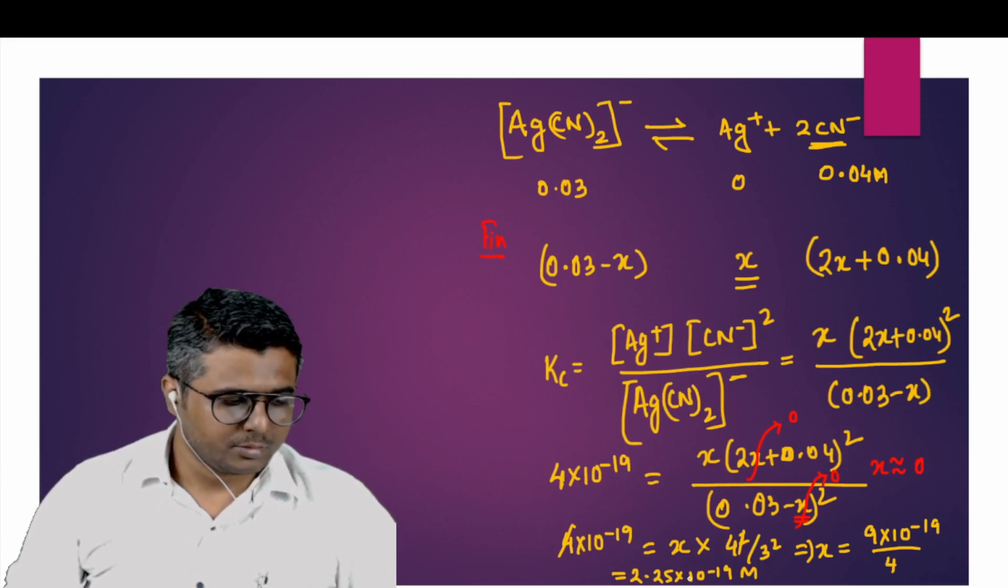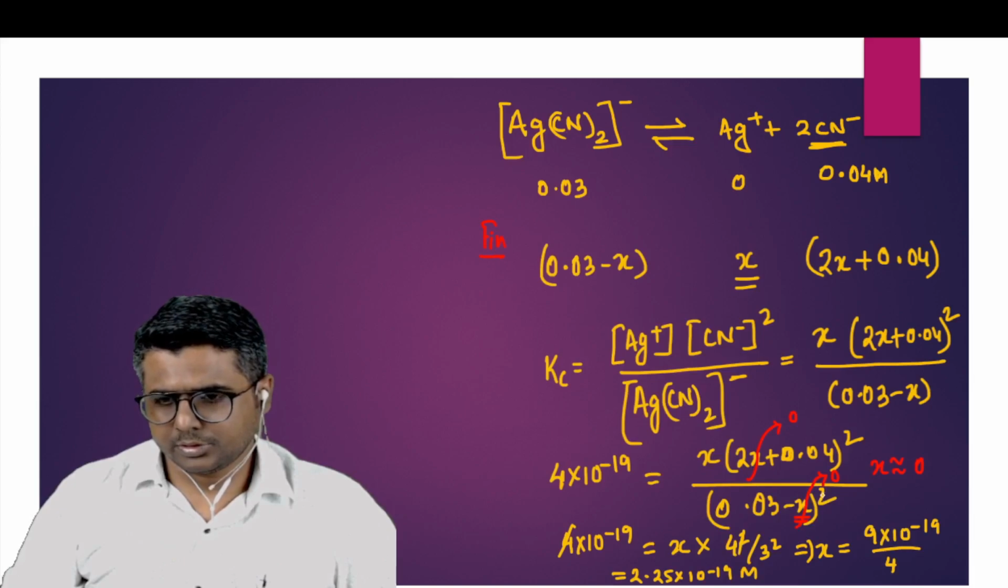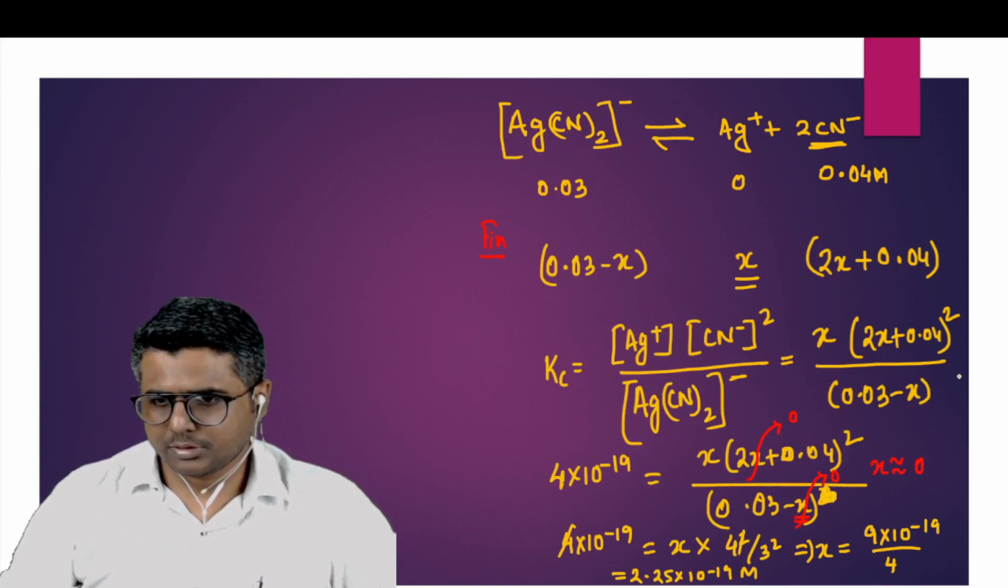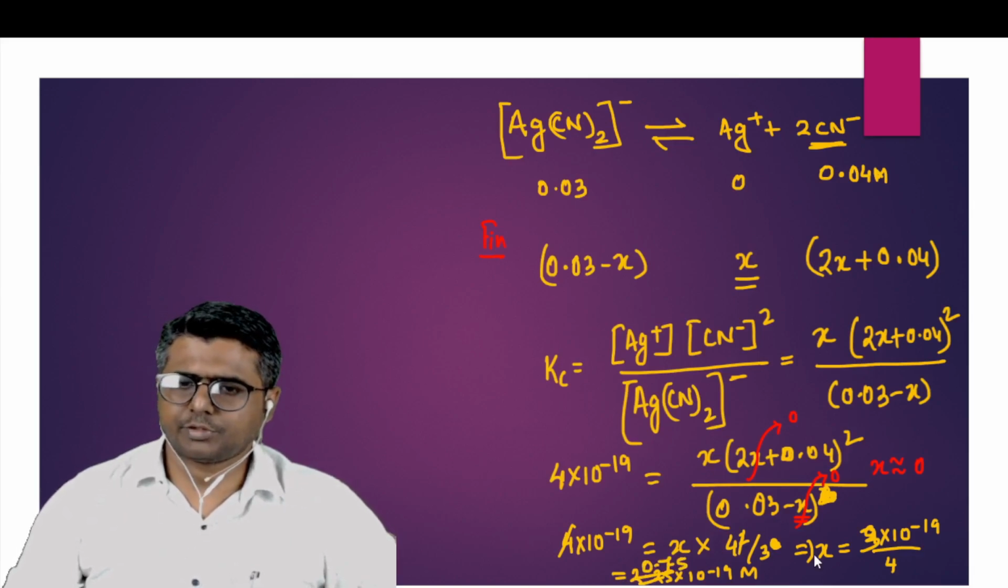In the lower part there is actually no square, it is 0.03 minus x. Oh, acha. Then you can just leave this one. Sorry. So this will be 3 by 4. So this will be 0.75. Sorry, 0.75. Correct.